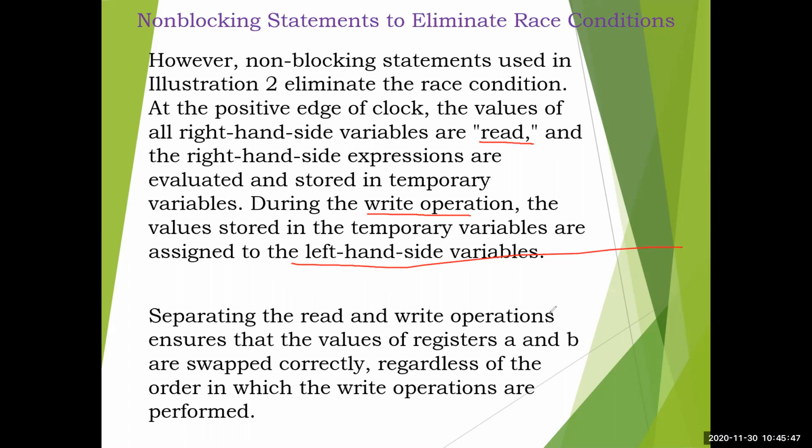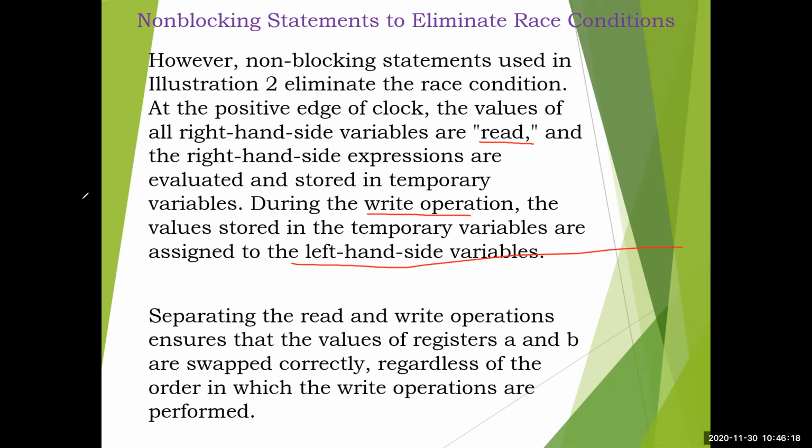Separating the read and write operations ensures that the values of registers A and B are swapped correctly regardless of the order in which the write operations are performed. So you may think that you could not do the same operation with blocking assignments. We can, but we have to take an exclusive temporary variable to store the A value and B value, and then you can swap them. But in the case of non-blocking, there is no need for a temporary variable. It will internally do that part, just the read and write operations.